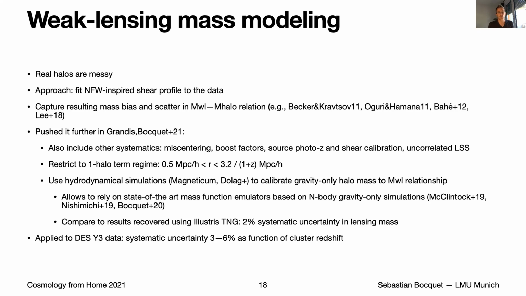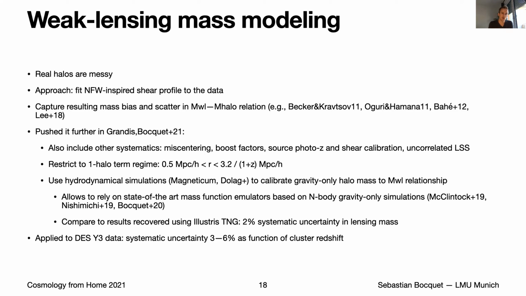We then use hydrodynamic simulations to calibrate the relationship between the gravity-only halo mass and the weak lensing shear profiles. This has a number of advantages. First, this allows us to use the most precise halo mass function predictions that come from emulators, and these are so far based on gravity-only N-body simulations. And second, we compare these results to the ones we obtain when we use IllustrisTNG instead of Magneticum. And indeed, we find a 2% systematic in weak lensing mass between these two hydro simulations, and we fold these 2% into our systematics error budget. So we are then fully accounting for the impact of hydrodynamic effects on weak lensing shear profiles.